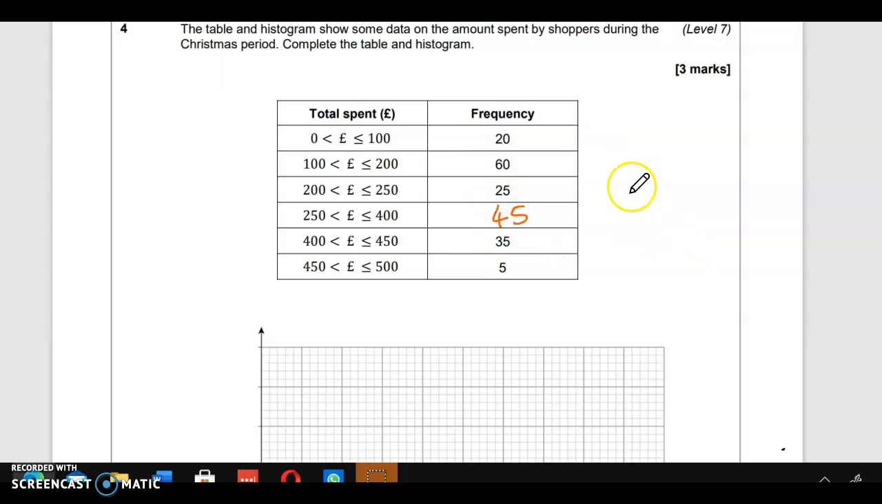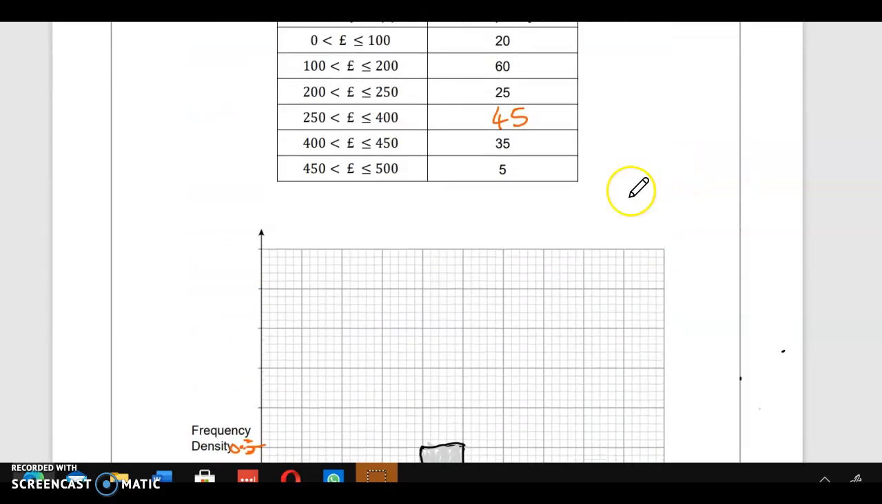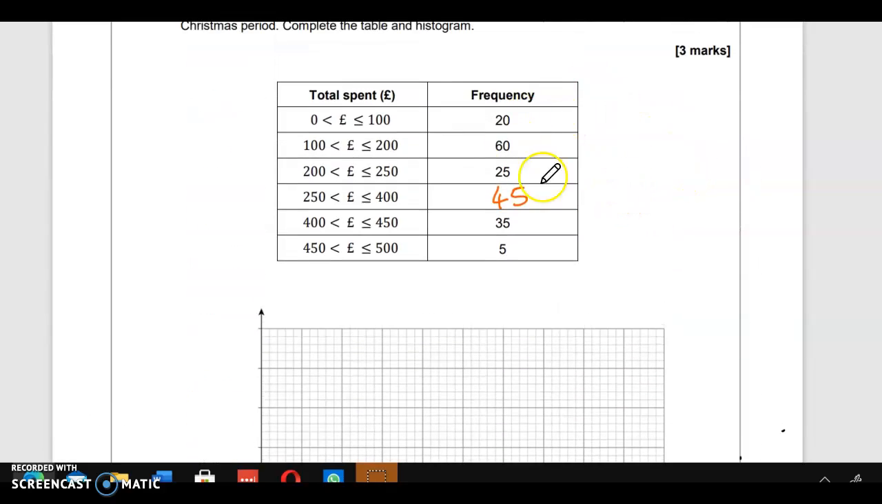So we can then stick that in our table here, okay? Then they're going to ask you to complete the diagram. Okay, so we need our frequency densities. So a little bit of a practice here on doing our frequency densities. So we're doing 20 divided by 100, which gives us 0.2. So that's our first height. Okay, next one is 60 divided by 100, which is 0.6.